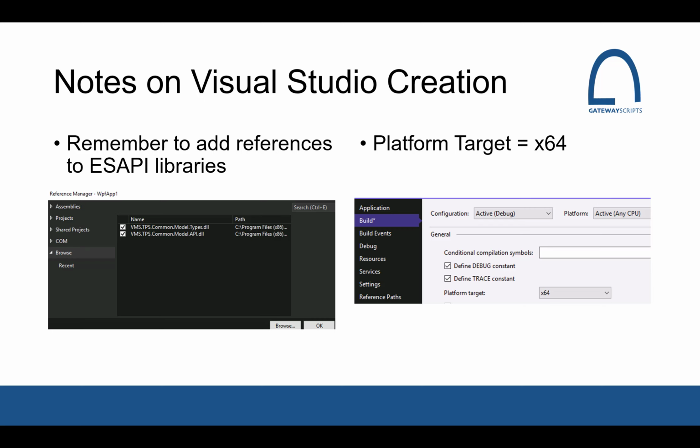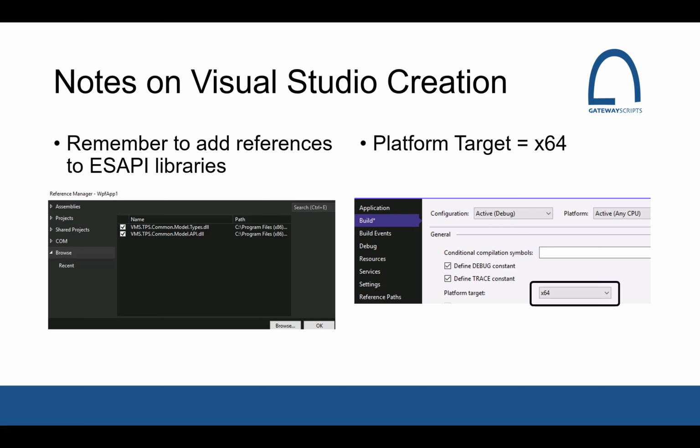You would go to the Browse menu. You would click on the Browse button, and you would navigate to where the ESAPI libraries are installed on your development environment. You would select both of these libraries and click OK, and you would add them to the project. Additionally, in the project properties, which can be accessed from the project menu bar at the very top of Visual Studio, and going down to the name of your project, properties, you can see a build menu on the left-hand side, and the platform target for all Eclipse Scripting API apps must be x64.